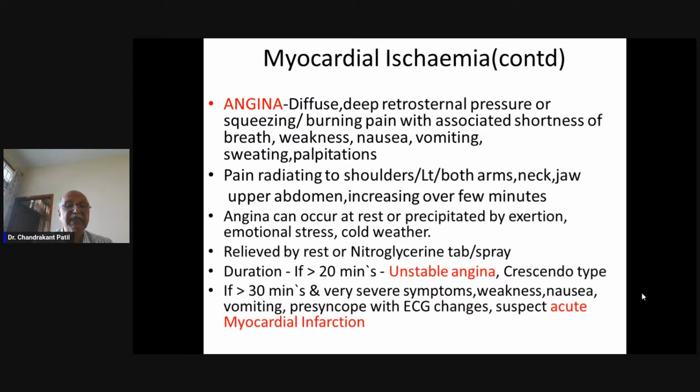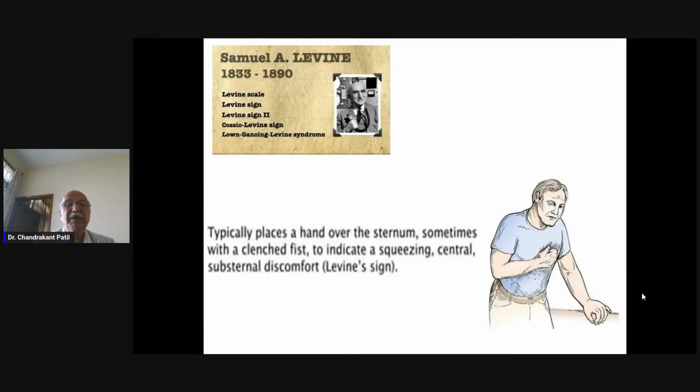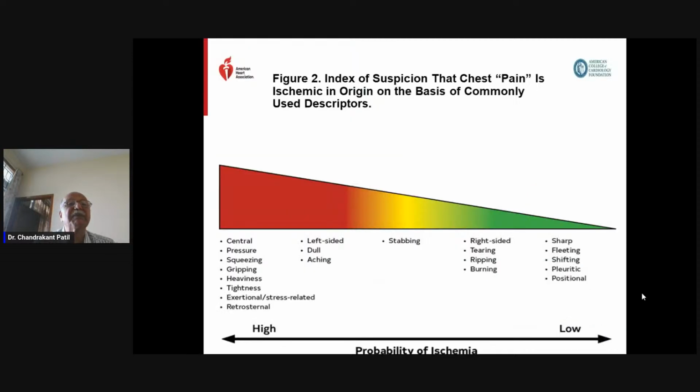If this angina continues beyond 20 minutes, then it can be an unstable angina, maybe a crescendo type, that means it is an increasing type. If it is more than 30 minutes, that means very severe angina. If symptoms are severe, with weakness, nausea, vomiting, along with pre-syncope, and of course with ECG changes, you must suspect an acute myocardial infarction. So this you must know, the man Samuel A. Levine described this sign. Any person coming with a fist over the chest and complaining of pain is very typical of an angina.